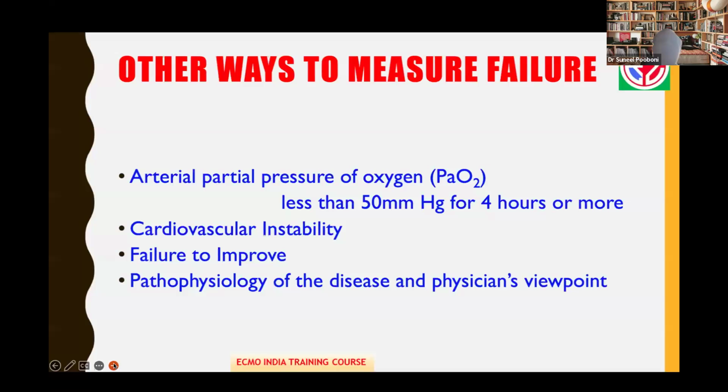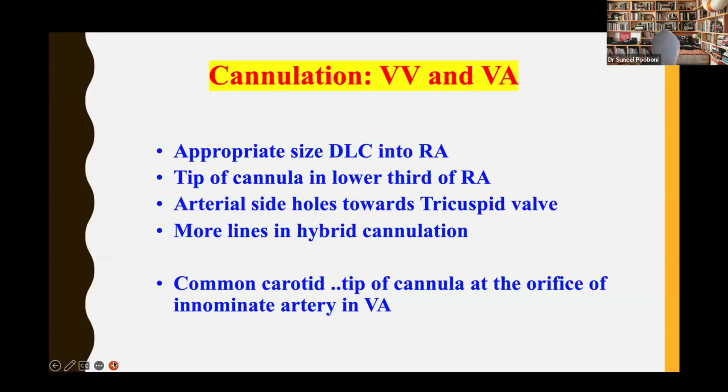Other ways to measure failure are arterial partial pressure of oxygen of less than 50 millimeters of mercury for 4 hours or more, cardiovascular instability, difficulty or failure to improve, pathophysiology of the disease and physician's viewpoint. These are the other things which are difficult to control, and they become indications for going on to ECMO. For the cannulation for VV and VA, use the appropriate size cannula if available.